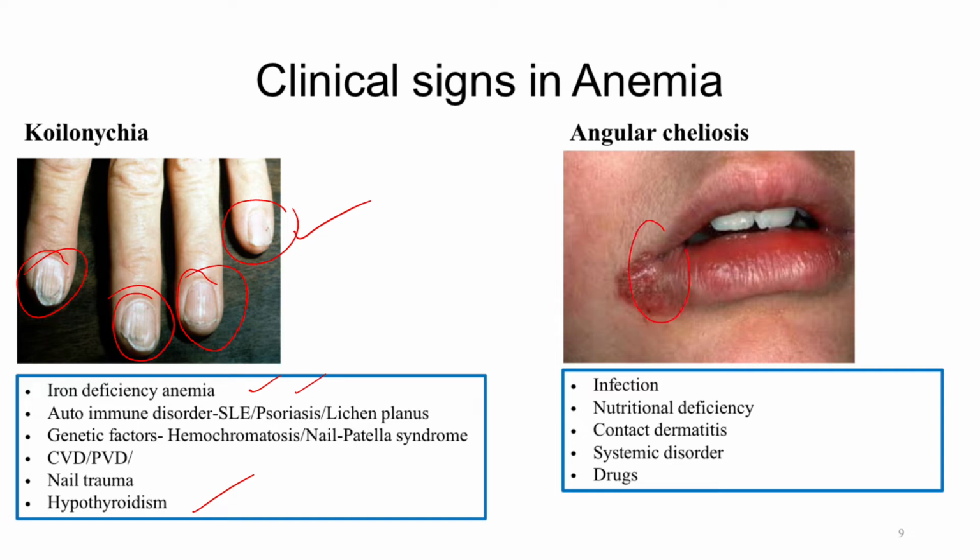Angular cheilosis: the angles of the mouth are involved, and we can see cracks at the angle of the mouth. It is also seen in infection, nutritional deficiencies, dermatitis, and as a side effect of some drugs.